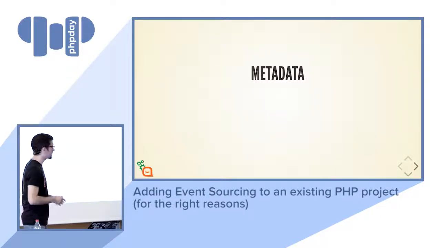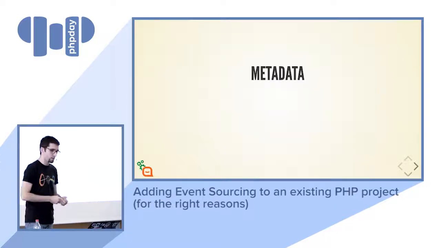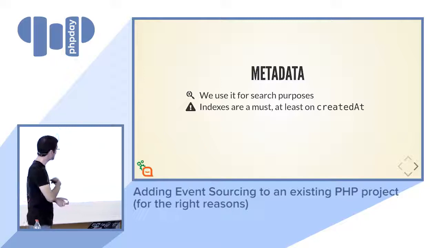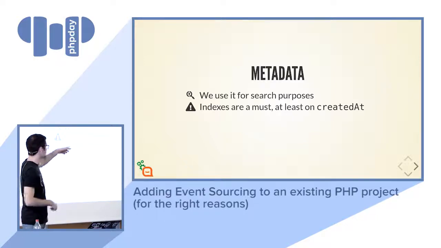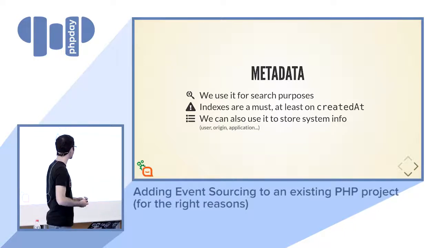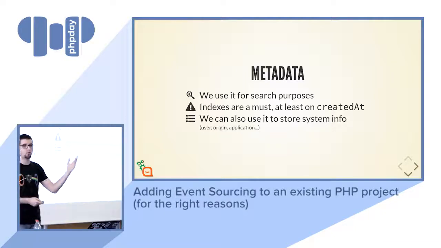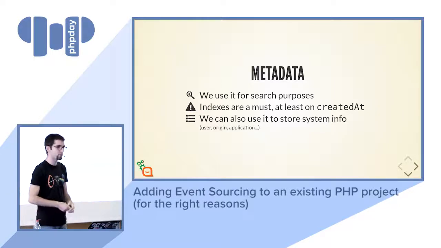Metadata is not a string. It's a group of data. It's obviously, as it says itself, data about data. And we use it for search purposes too. The most important subfield in metadata is created at. Basically, it's just the timestamp of when the event happened in the past. And we needed an index on it, because obviously you need to go through the events in an ordered fashion. We also use it to store system information. So you can have the user who was logged in when that happened, the origin, which server, IP, if it came from an Android application or something else, and whatever you want.